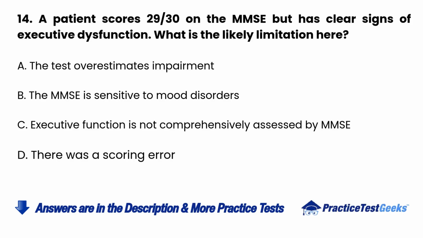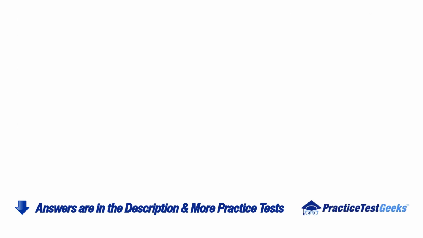14. A patient scores 29/30 on the MMSE but has clear signs of executive dysfunction. What is the likely limitation here? A. The test overestimates impairment. B. The MMSE is sensitive to mood disorders. C. Executive function is not comprehensively assessed by the MMSE. D. There was a scoring error.